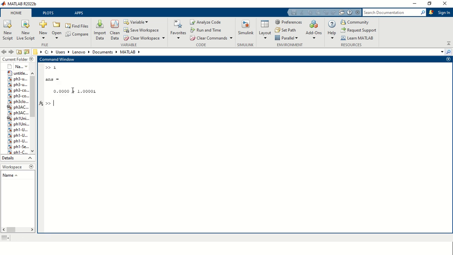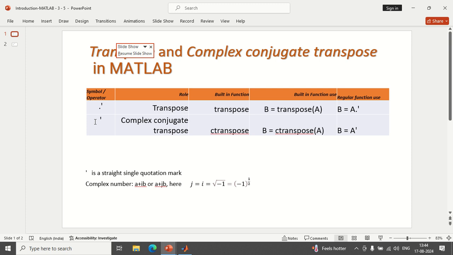What it is showing for i is 0 plus 1 i, and j also I am writing. What it is showing for j is also 0 plus i. So i and j will be treated equally in the MATLAB software. And also I have written there i equal to j, and this is the root minus 1 value.